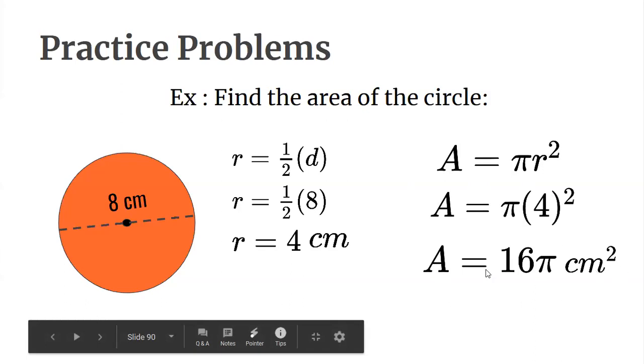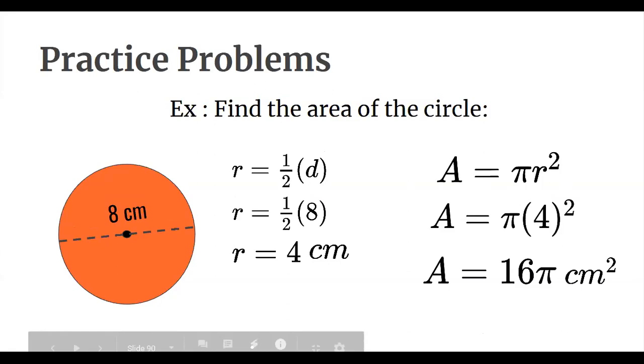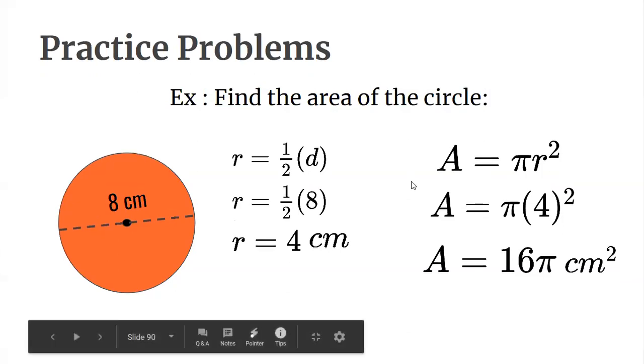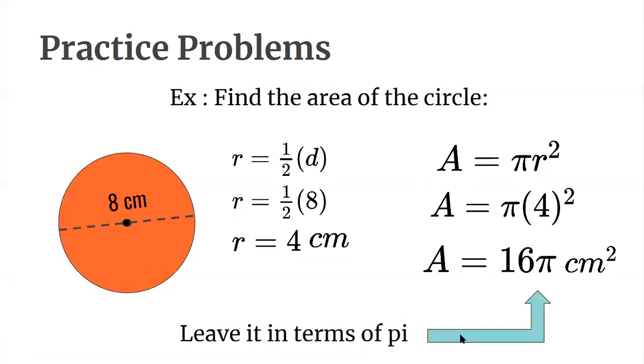Once you square the 4, you get 16 times pi. So now you're going to leave it. The area should equal 16 times pi centimeters squared. So this is called leaving it in terms of pi. This will make your life easier. Right here, leave it in terms of pi. So we just leave pi right there and we're good. Next.